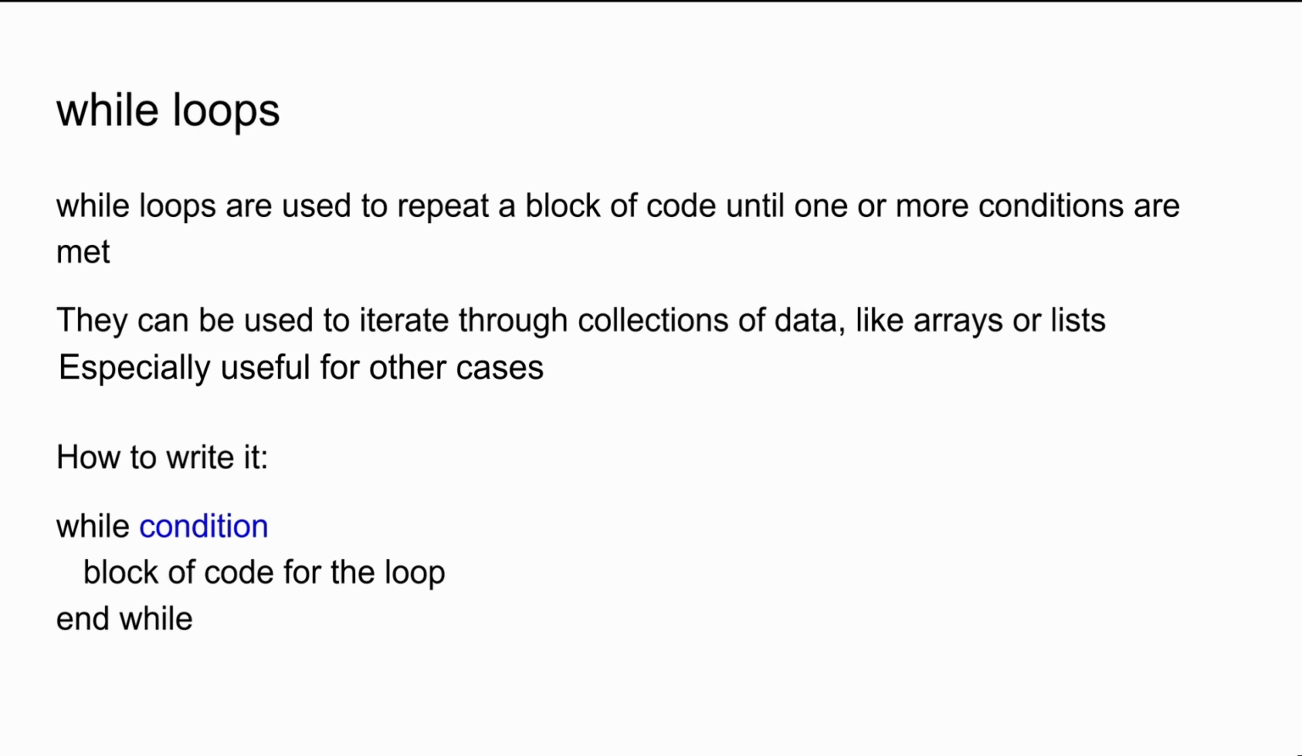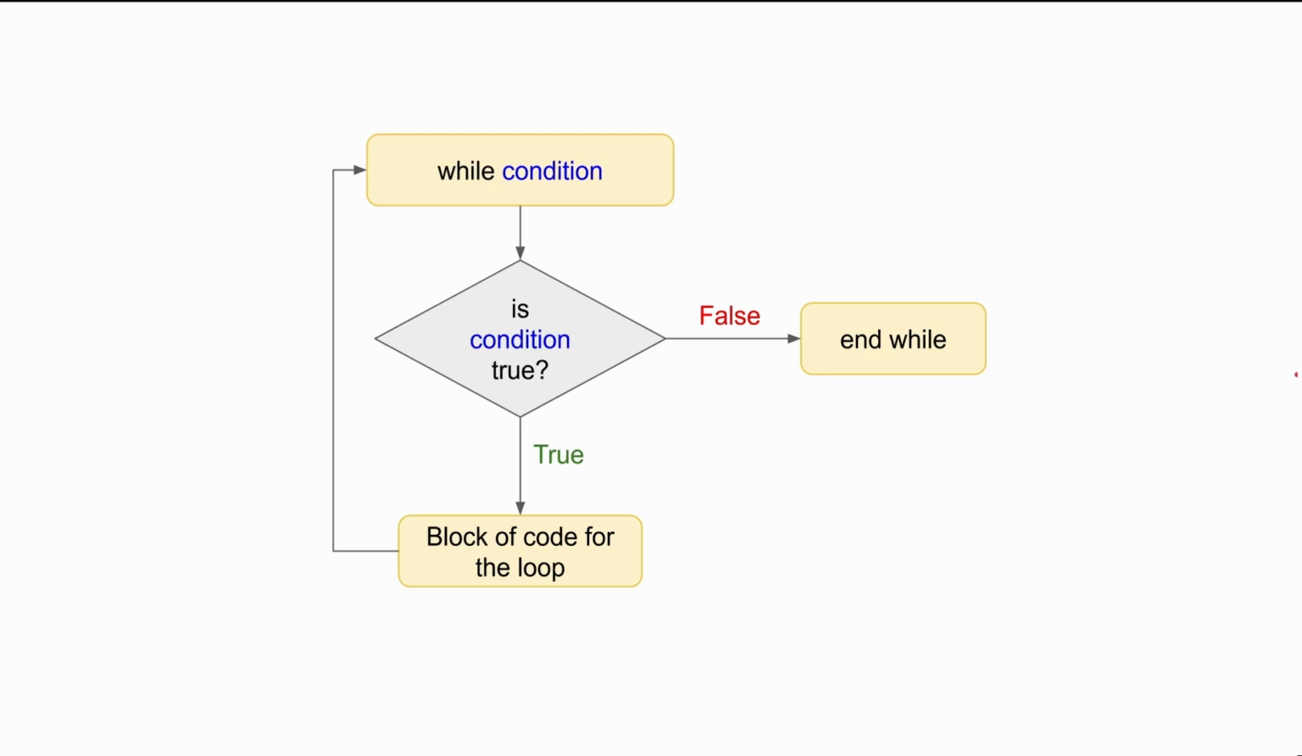First, we will have the keyword, which is while, and then the condition. Inside the while, we will have the block of code we want to repeat in this loop indented, and then the end while. And this is the diagram showing how while loops work.